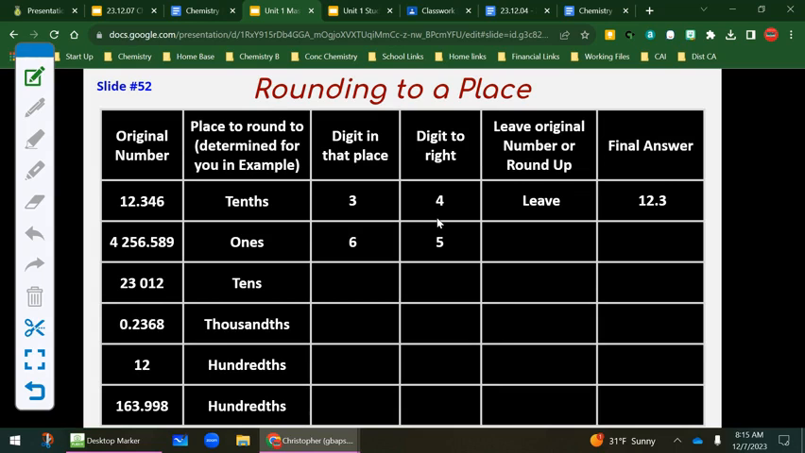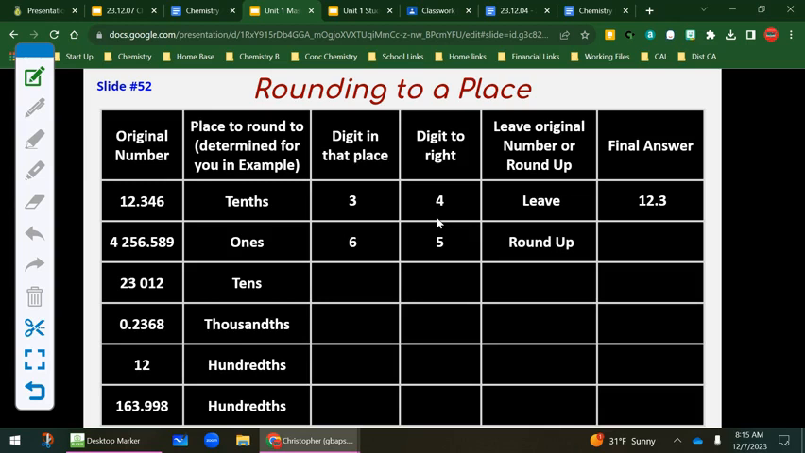Okay? So since that number is a 5, are we going to leave that a 6 or are we going to move it up to a 7? Because the number after the one we're rounding to is a 5. Are we going to leave the 6 as a 6 or round it up to a 7? Nope. If it's 5 or higher, we round up.